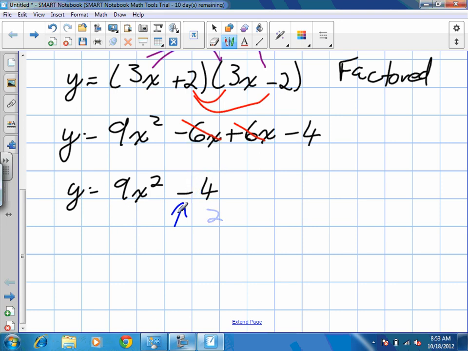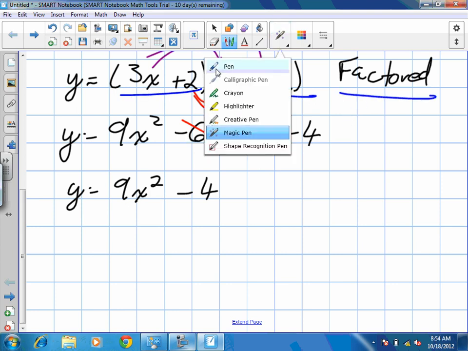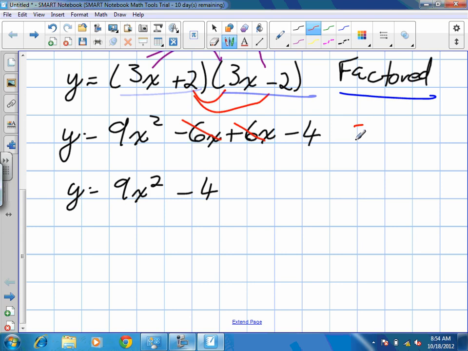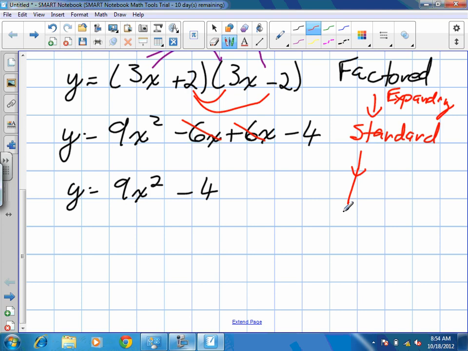So now I'm going to factor this. Okay? In other words, we're going to go back to this form. So we've gone from factored to standard by expanding. Okay? And now we're going to go back to factored form, from standard to factored.